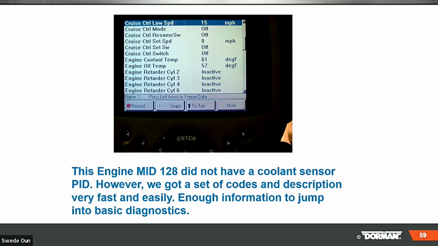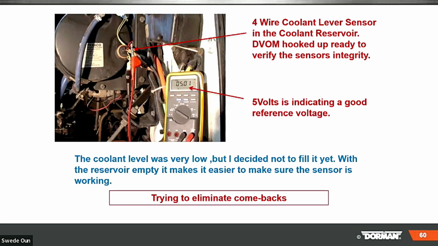So all I did was some basics, and I didn't have to do this. I did this more or less just to verify things. I hooked up my meter, found my wires, we're working a 5-volt reference. The coolant level was very low. Normally, I would just fill it and decide, hey, there it is, there's your problem, just no different than today.